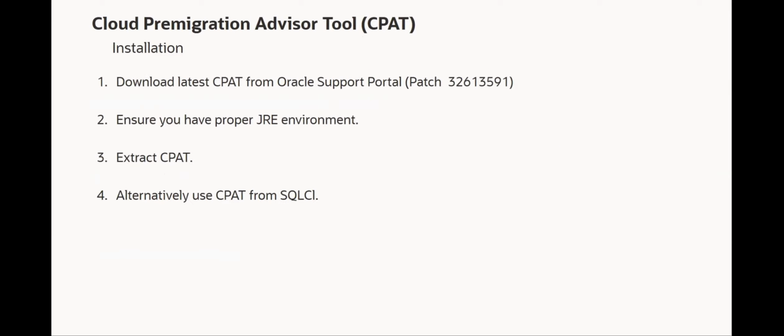Let's have a look at the installation of CPAT. We need to download the latest CPAT from the Oracle Support portal using the patch number given on the slide. Ensure that the required JRE environment is already available. We can just extract CPAT from the downloaded patch and use it. We can also use CPAT using SQL command line, and in that case, there is no need to download CPAT separately.